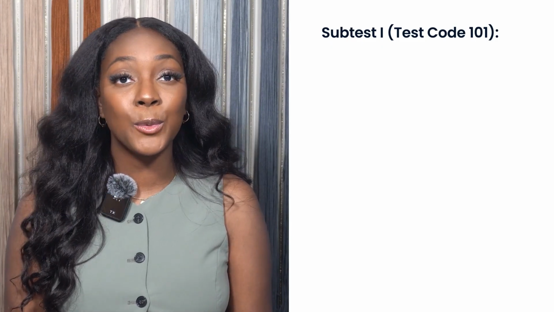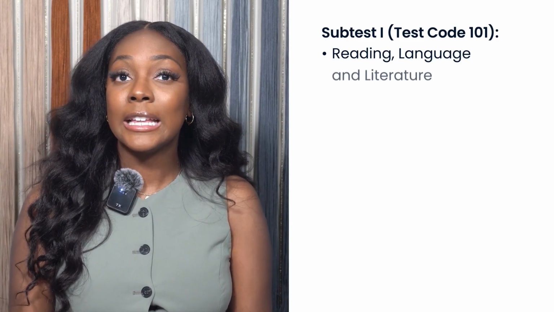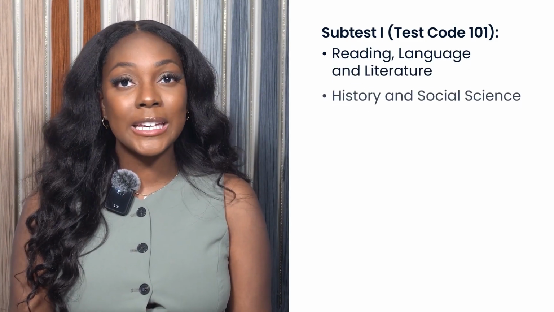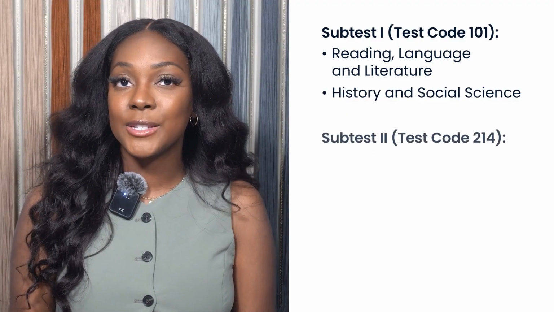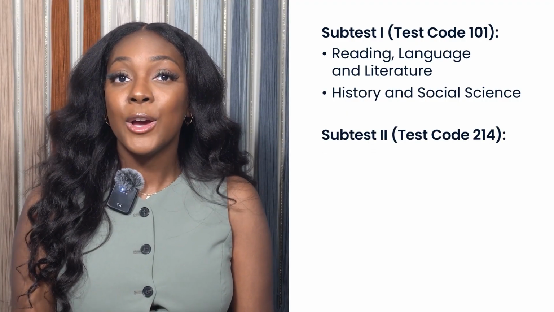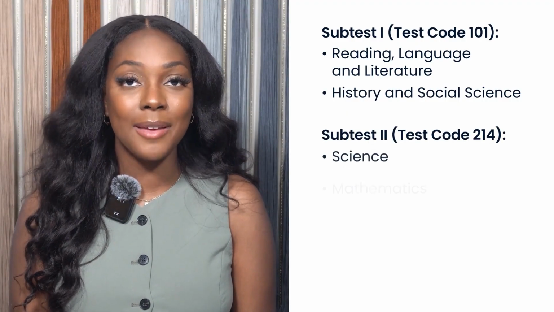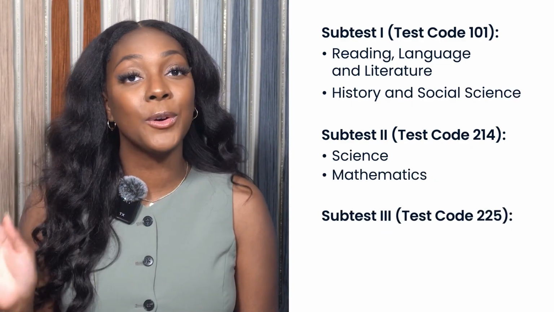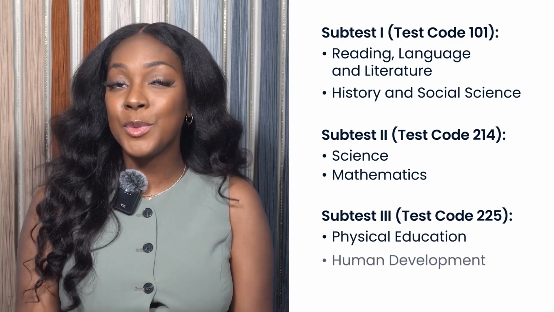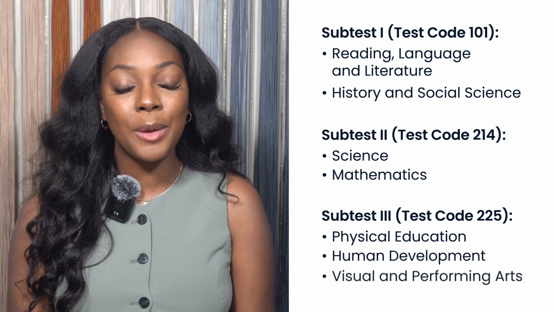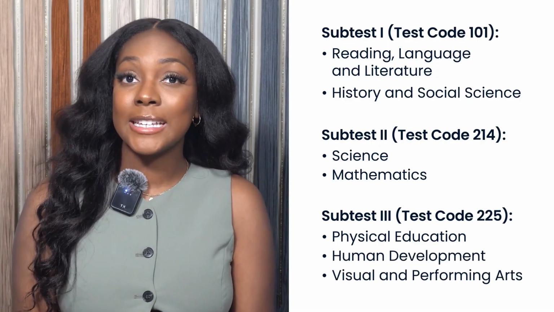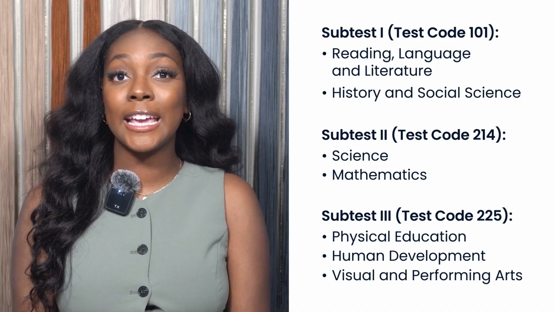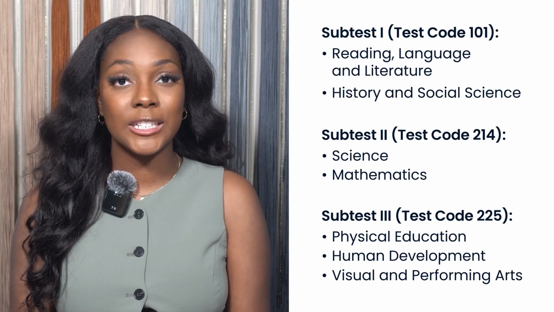Subtest I, Test Code 101, focuses on reading, language and literature, history, and social science. Subtest II, Test Code 214, concentrates on science and mathematics. Subtest III, Test Code 225, is on physical education, human development, and visual and performing arts. Each subtest contains multiple choice questions and constructed response questions.